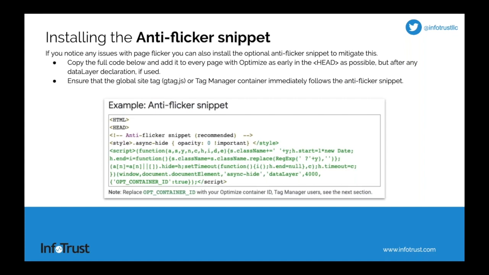It also needs to be installed after any data layer declaration if you are using the data layer. And then you must ensure that the G tag or tag manager container immediately follows the anti-flicker snippet.